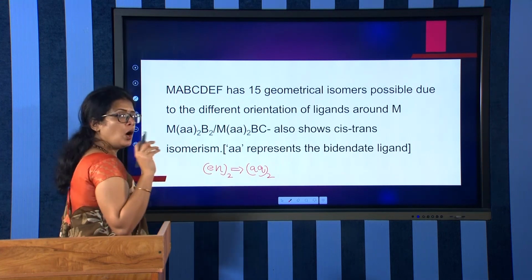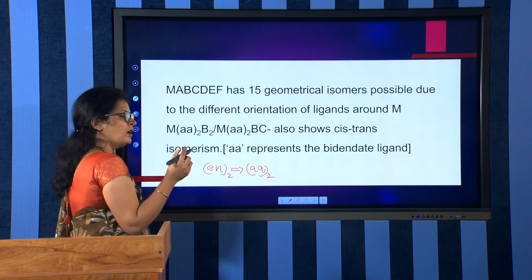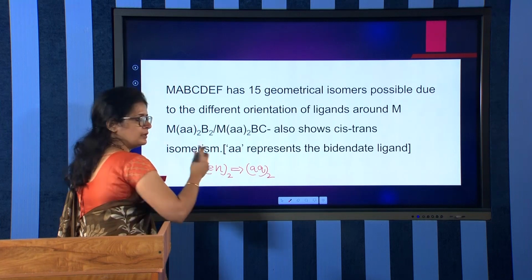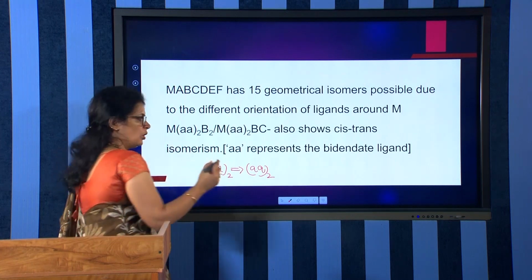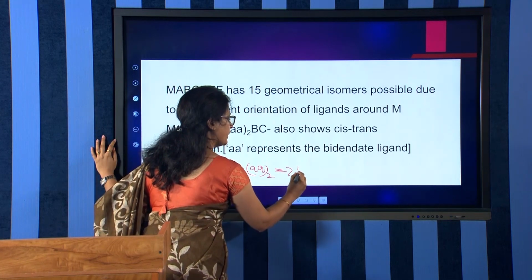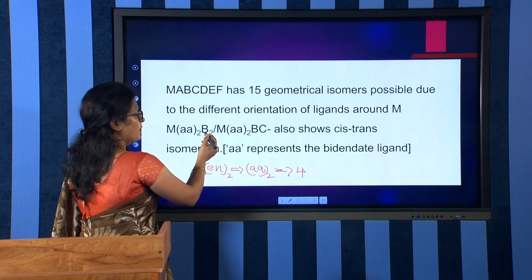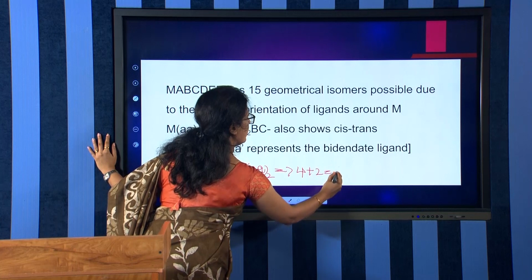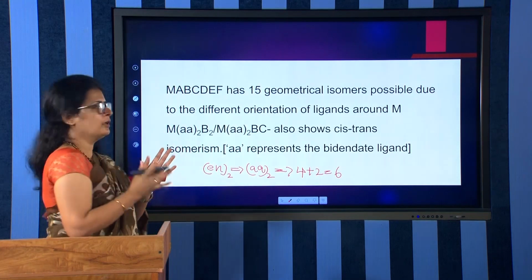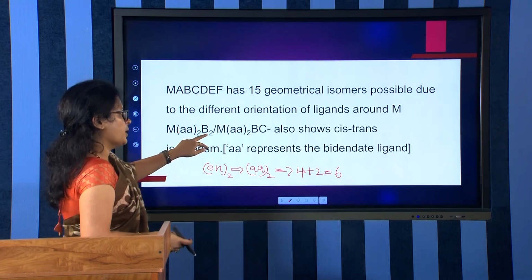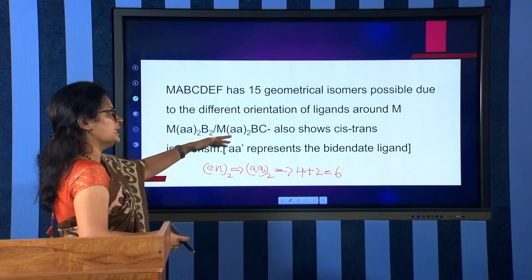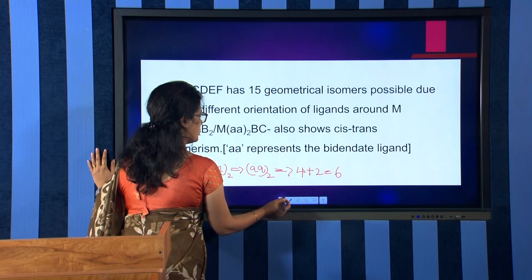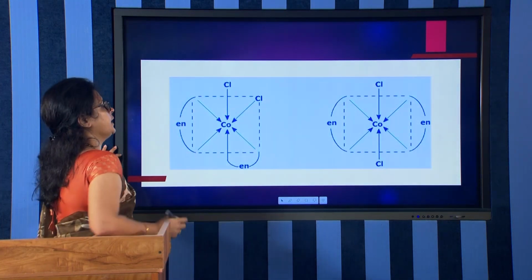AA twice means how many coordination sites will be there? Each AA ligand has 2 coordination sites, and how many such ligands are there? 2. So on the whole we have 4 coordination sites plus 2 monodentate ligands. So 4 plus 2, on the whole we have 6, so it will be an octahedral complex. Again, MAA twice B2 or MAA twice BC shows cis-trans isomerism, and how they show it is shown here.